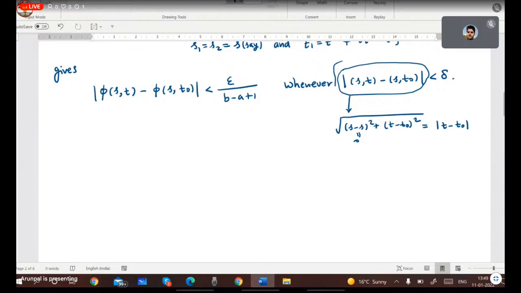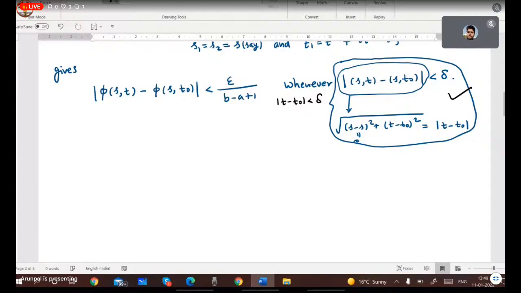So basically, I am saying whenever modulus of T minus T naught is less than delta. Is this okay, class? Yes, sir. Okay. Simple. So class, let us call this 1.